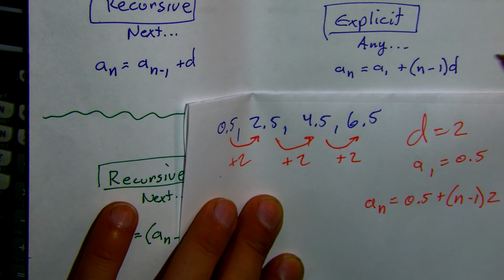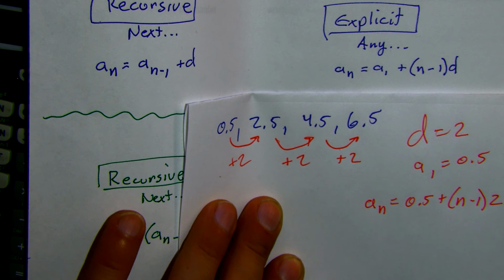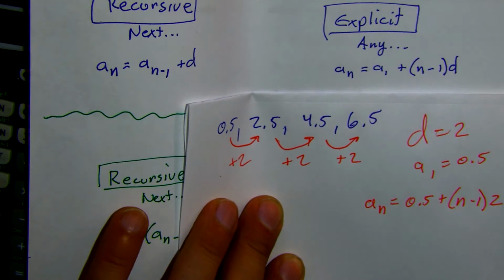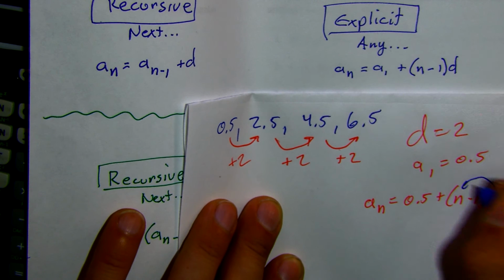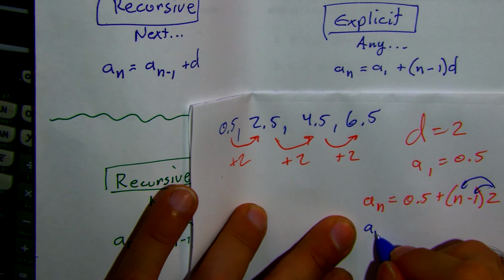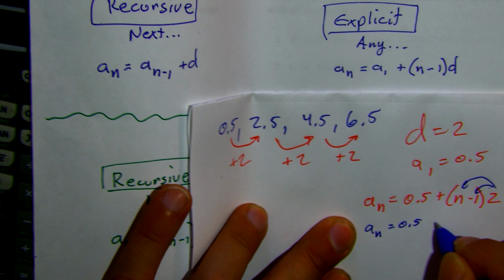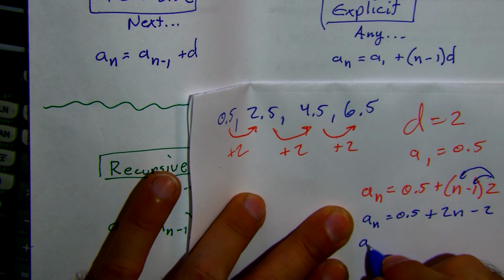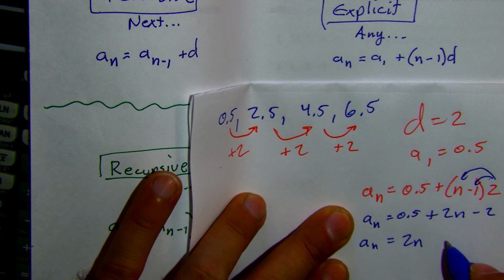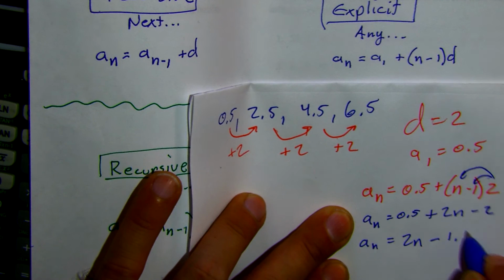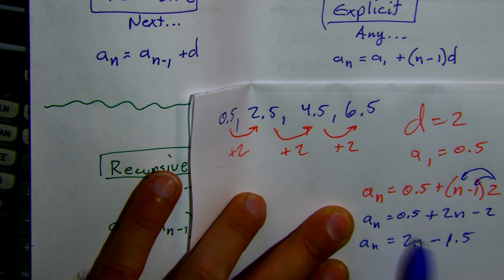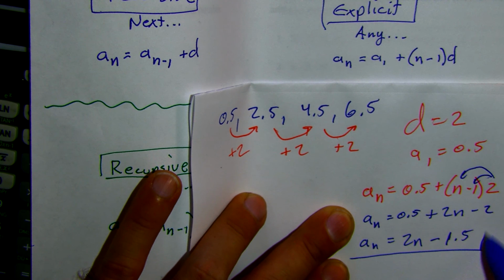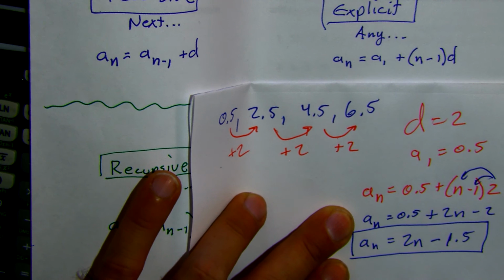Now, let's go ahead and distribute that 2, and we get a sub n is equal to 0.5 plus 2n minus 2. Combine your terms. 2n minus 1.5. Because you have 50 cents, but you owe somebody $2, so you still owe them $1.50, right? That was number 4.